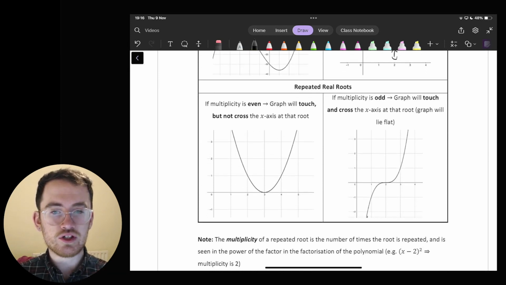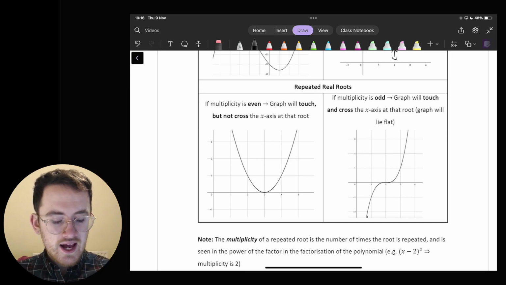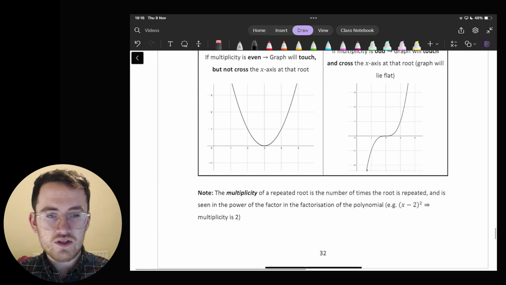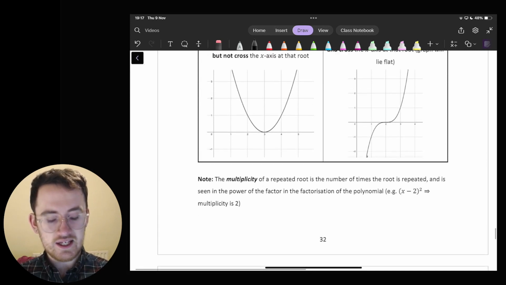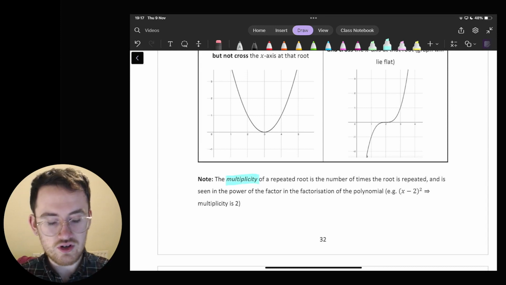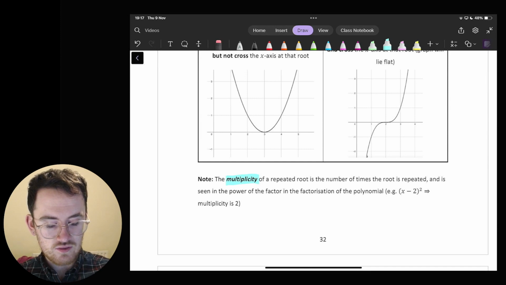If we have real roots, we have 2 particular things we're going to look at within that. And that comes down to a thing called the multiplicity. I'm going to just focus on this note first of all, and then we'll go through the meaning. But the multiplicity of a repeated root is the number of times that the root is repeated.